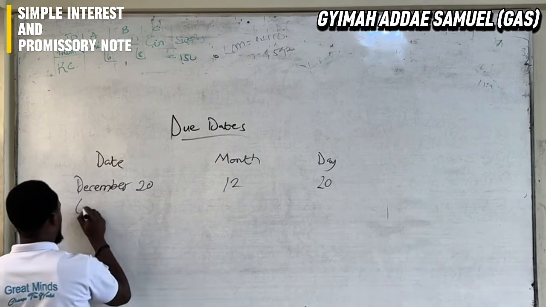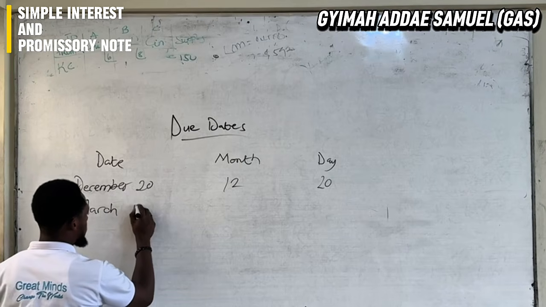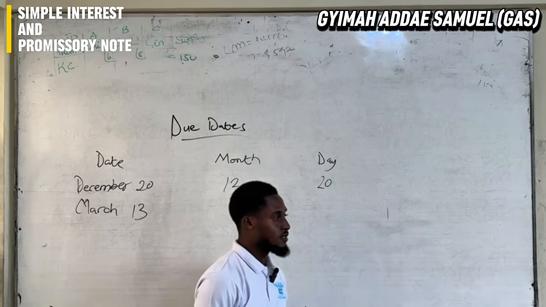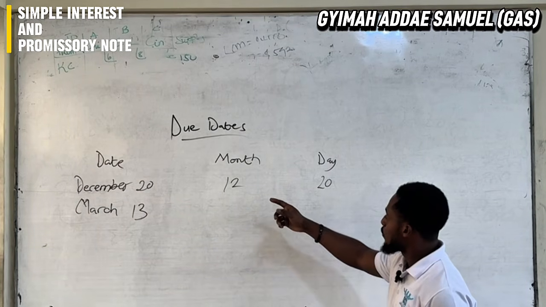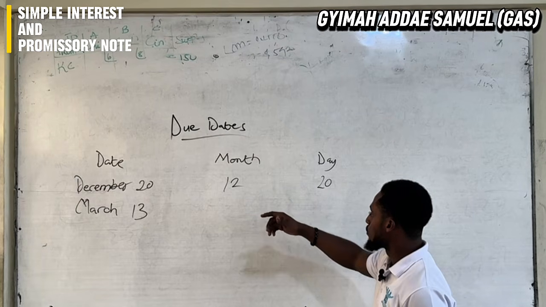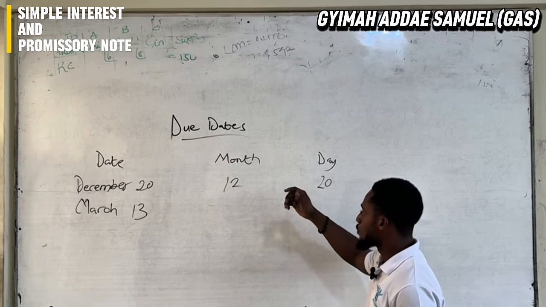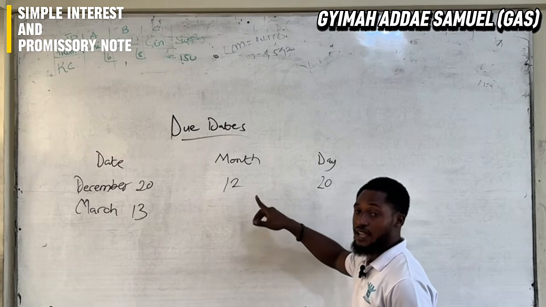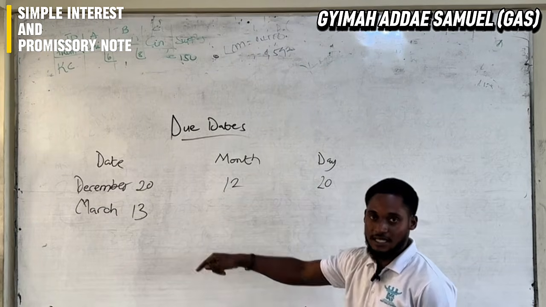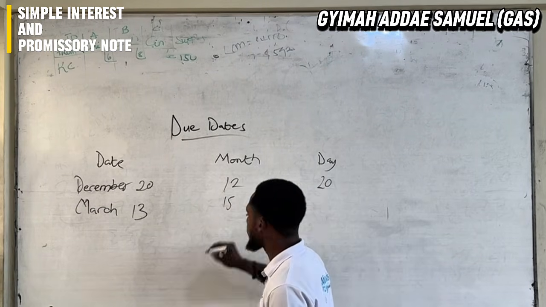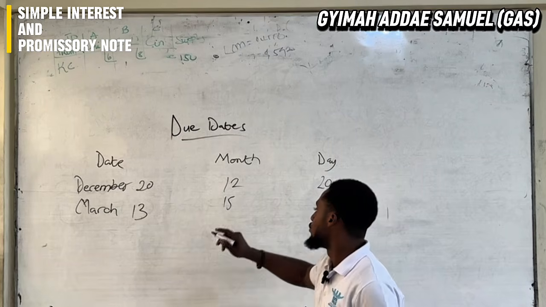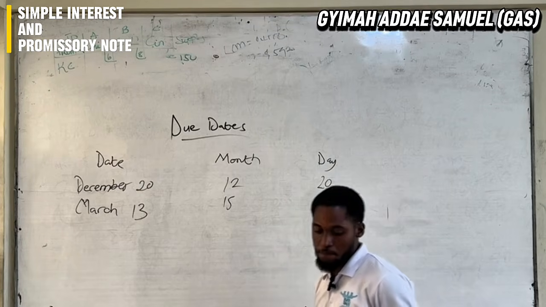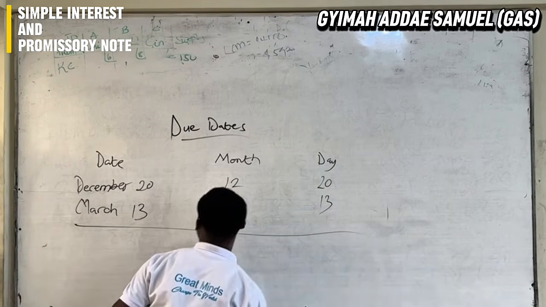Then now we move on to March 13th. From the 12th month, which is December, we will have to move on to 13, 14, and 15. The 13 will be January, the 14th will be February, and the 15th will be March. So you write 15 here, since it's extending to the following year. And the day it falls is 13th March, so you write 13 here. So now what you do is that you have to find the differences.